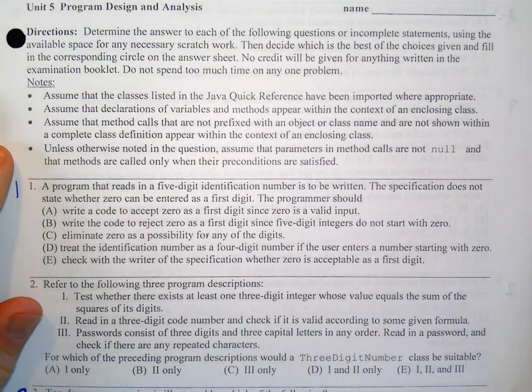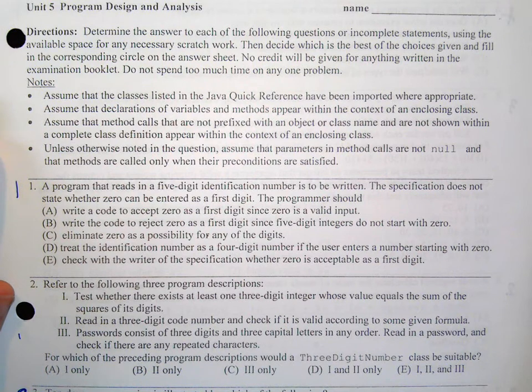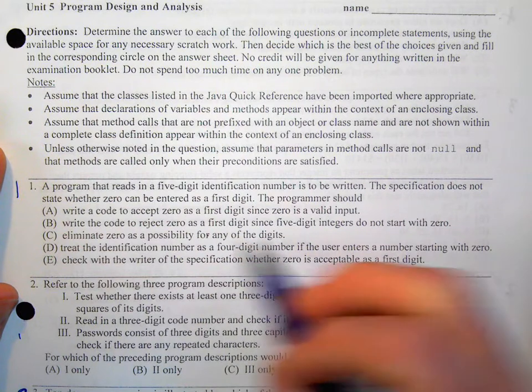So let's see. All right. A program that reads a 5-digit identification number is to be written. The specification does not state whether 0 can be entered as a first digit. The programmer should write code to accept 0 as a first digit, since 0 is a valid input. That seems reasonable. Write the code to reject 0. I don't know. It doesn't say. So I don't eliminate 0 as a possibility.